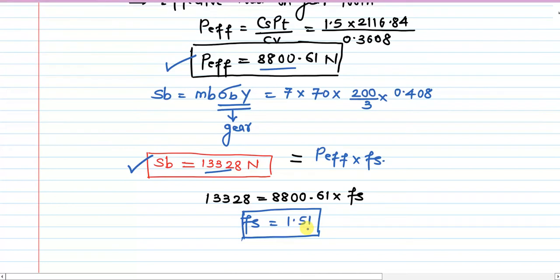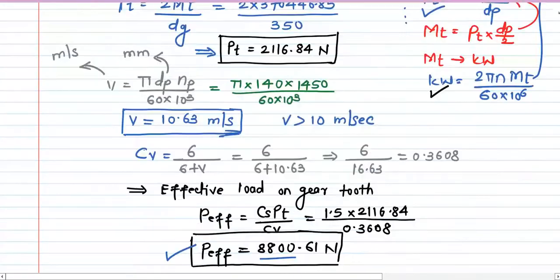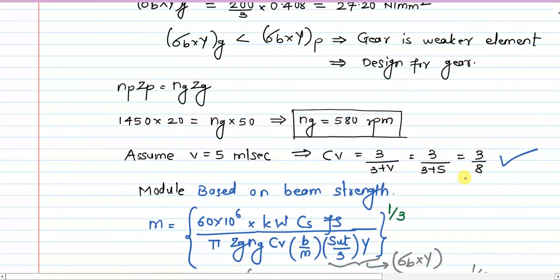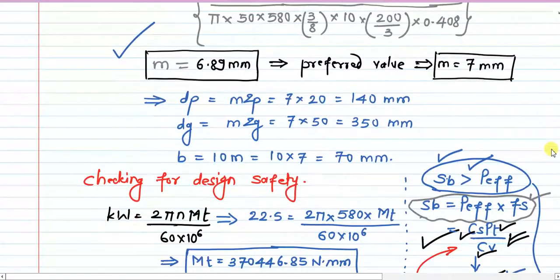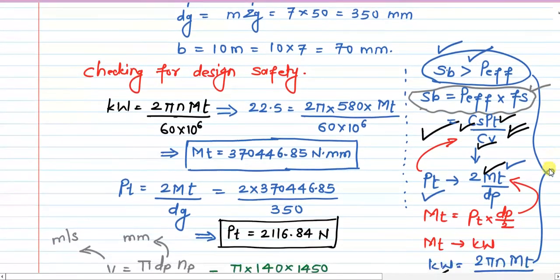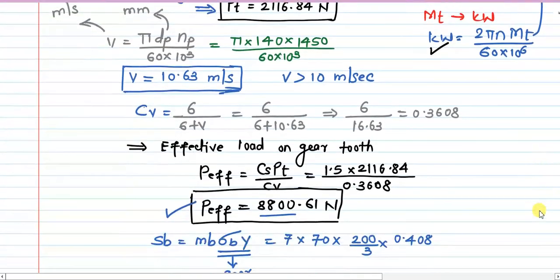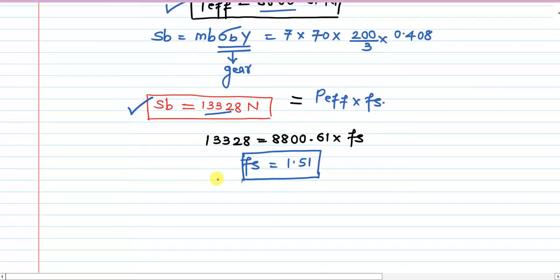So we have come to know that when we arbitrarily selected the module as 7 mm in the design process, and considered the velocity to be, sorry, my mistake, 5 meter per second, and then calculated the value of CV and the module, we needed to check whether that module and the corresponding dimensions are correct or not. We arrive at the conclusion that even after considering that module and velocity on an arbitrary basis, velocity corrected itself. The factor of safety finally coming out is 1.51. On the basis of this, we can say that it is not less than 1. So the design is safe. We can go with this design.